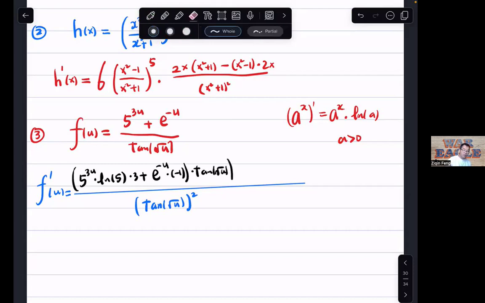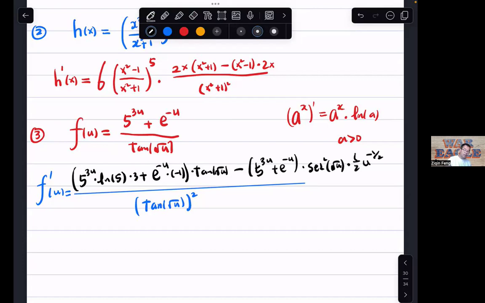Then you subtract 5 to the 3u plus e to negative u times the derivative of the denominator, which is secant squared of root u times 1/2 u to the negative 1/2. This is basically the derivative of this function. It looks very complicated, but as long as we follow all the rules step by step, we can get the derivative correctly.